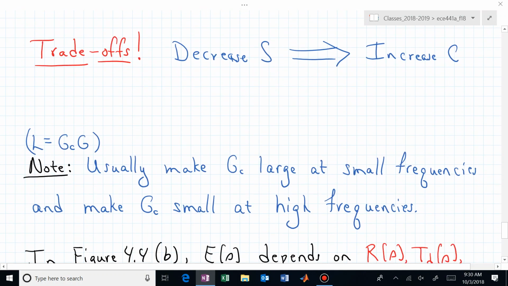So we can sometimes, relative to this loop gain, make G sub C large. That's what we can control. That's our controller. Now I'm hoping you're just seeing these Bode plots. If G sub C is the transfer function of your controller, making it large at small frequencies and then making it small at high frequencies, do you sort of see this Bode plot behavior of G sub C? That might have the impact that you want relative to this trade-off between S and C.